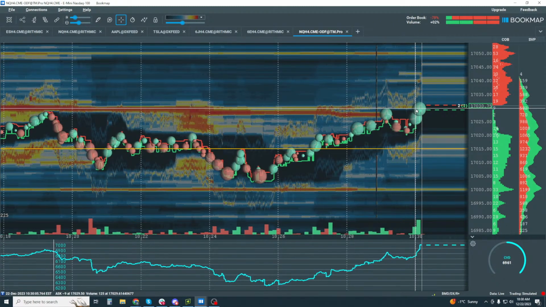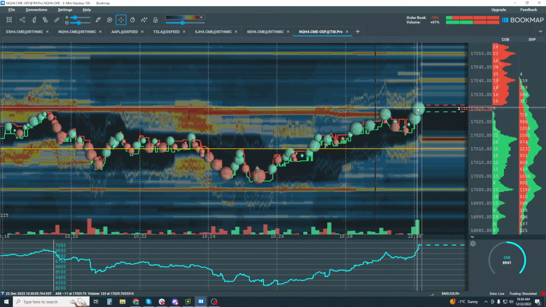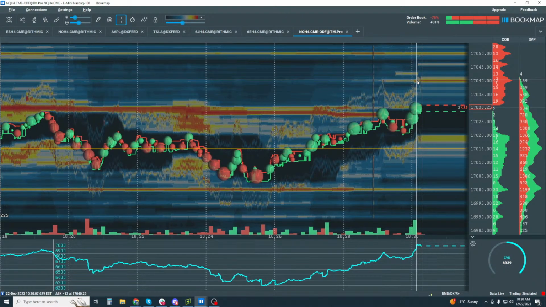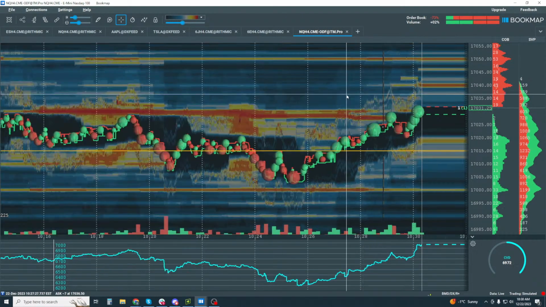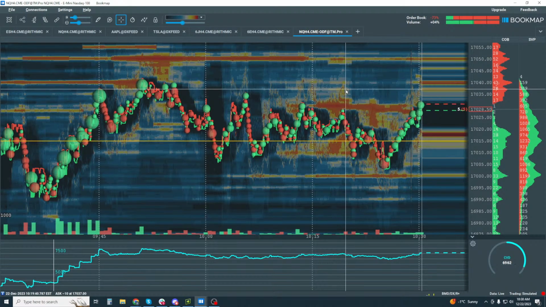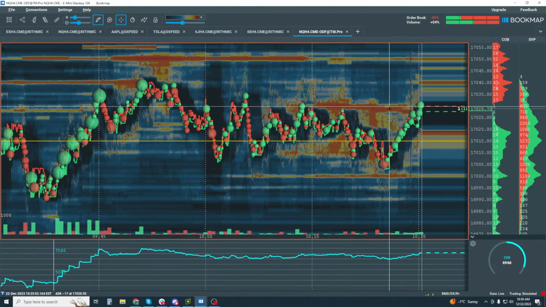Look at all that buying. So we're looking for buyers to lift it to the next level, 170.40 or maybe 50. We can also look at measured moves in here that may do the trick.